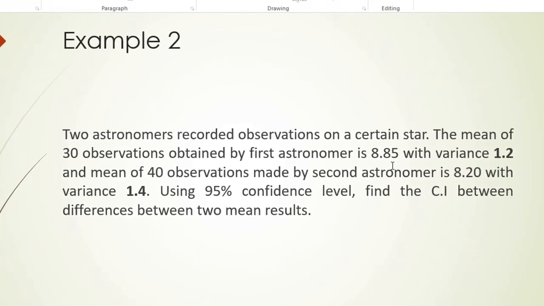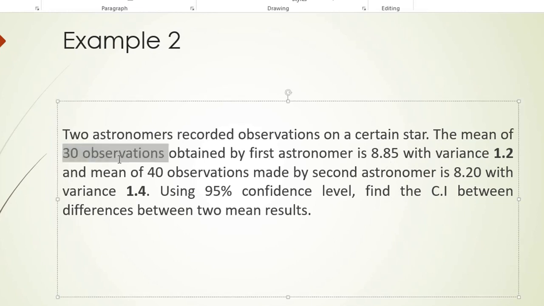Same results, but with a little modification. Two astronomers recorded observations of a certain star. The mean of 30 observations obtained by the first astronomer is 8.85 with variance 1.2. Now what's the difference? When we are discussing the mean of 30 observations, 30 means we are talking about our sample size. So when they are talking about the mean, meanwhile they are talking about their variances. That means we are talking about unknown population variances.